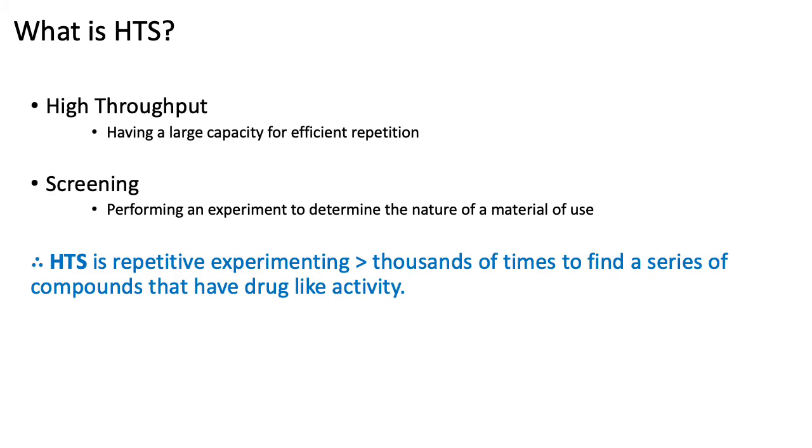So what is high throughput screening? Well, high throughput screening essentially is having a large capacity for efficient repetition, and it involves a lot of repetition. It involves also the screening, so this is a process where we can perform an experiment to determine the nature of a material of use. And so therefore, high throughput screening is essentially repetitive experimenting, and the experiments will be done thousands of times to find a series of compounds, and this might be from millions in the bank, that have a drug-like activity.